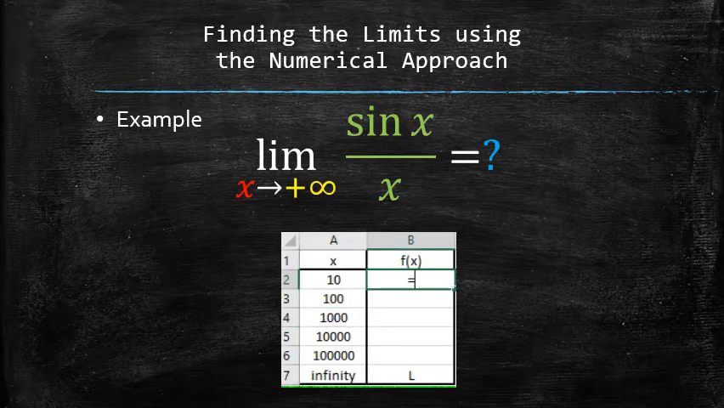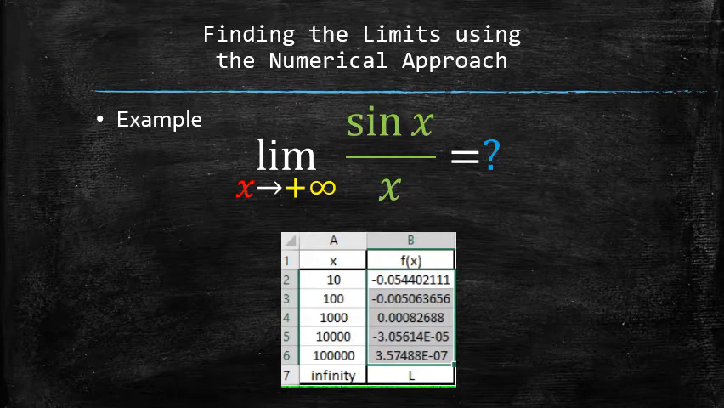And for each input I will compute the output using the definition of a function, and I will apply this formula for all inputs. This is a very small number, so the pattern is pretty obvious. The limit is 0. So we found the limit using the numerical approach.